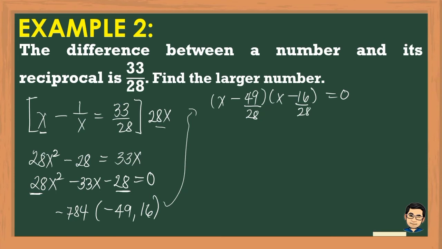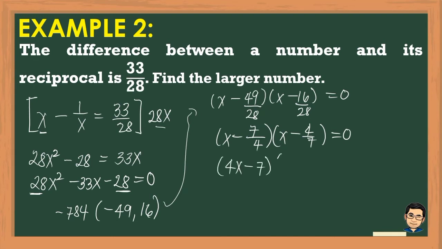So, we cannot divide 49 and 16 by 28, pero pwede nating i-simplify. So, 49 and 28, ang GCF is 7. So, magiging x minus 7 over 4. So, 16 and 28, ang GCF ay 4. So, magiging x minus 4 over 7. Then, ilipat natin yung mga denominators sa tabi ng x. So, magiging 4x minus 7, 7x minus 4 equals 0.